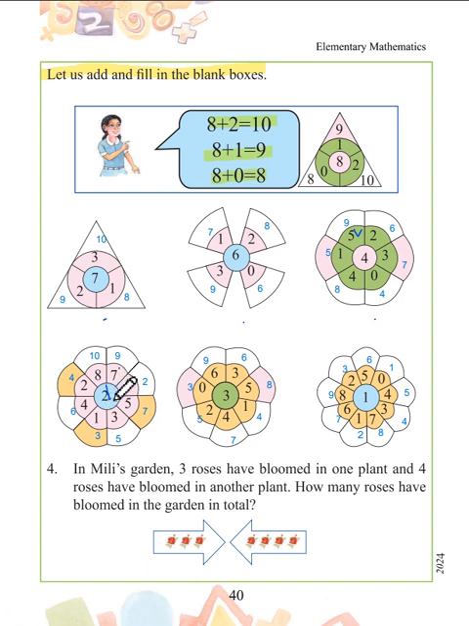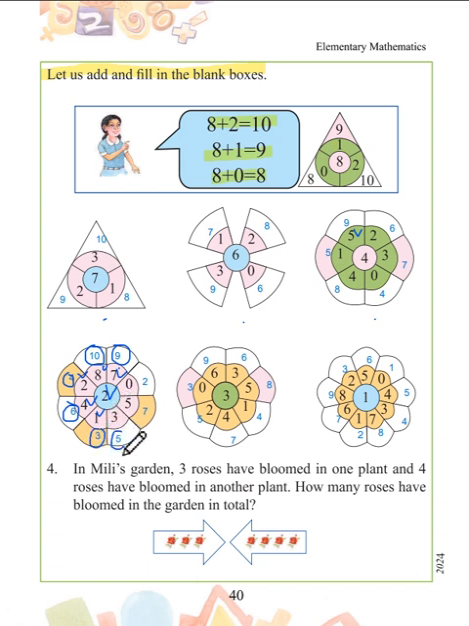2 plus 7 equals 1 2 3 4 5 6 7 8 9. 2 plus 8 equals 1 2 3 4 5 6 7 8 9 10. 2 plus 2 equals 1 2 3 4. 2 plus 4 equals 1 2 3 4 5 and 6. 2 plus 1 equals 1 2 3.